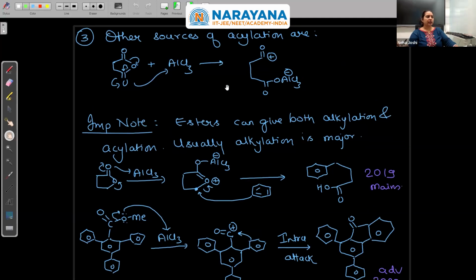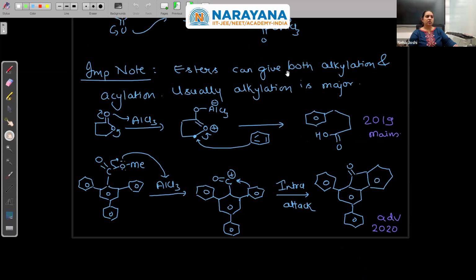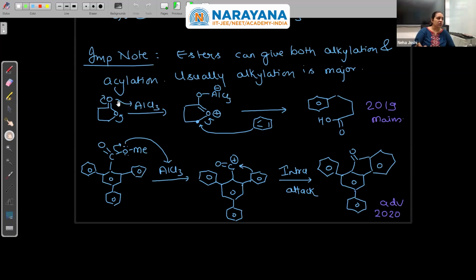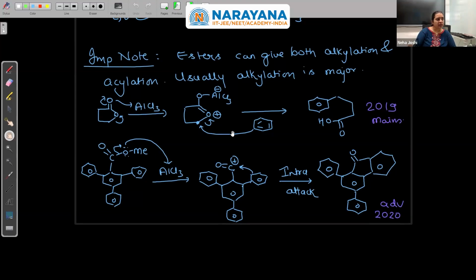Acylium group is formed and can take attack. Esters can give both alkylation and acylation. Usually alkylation is major. See, this is an ester. Now, if I have AlCl3, this oxygen has more delta minus due to resonance. So my preferred attack is here. As a result, this is the site where benzene will attack.